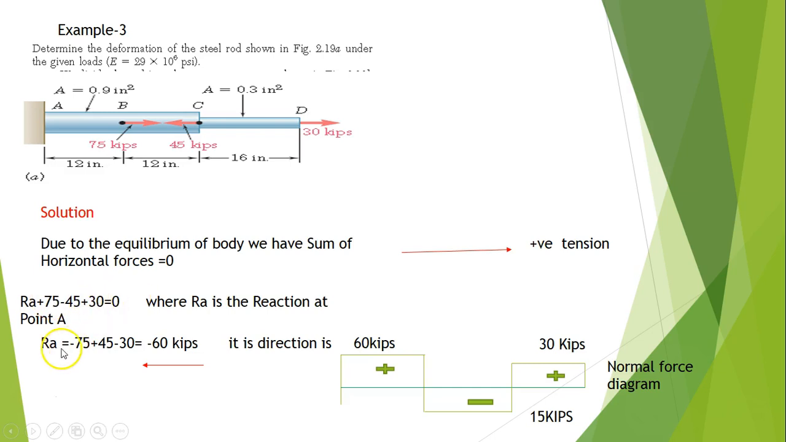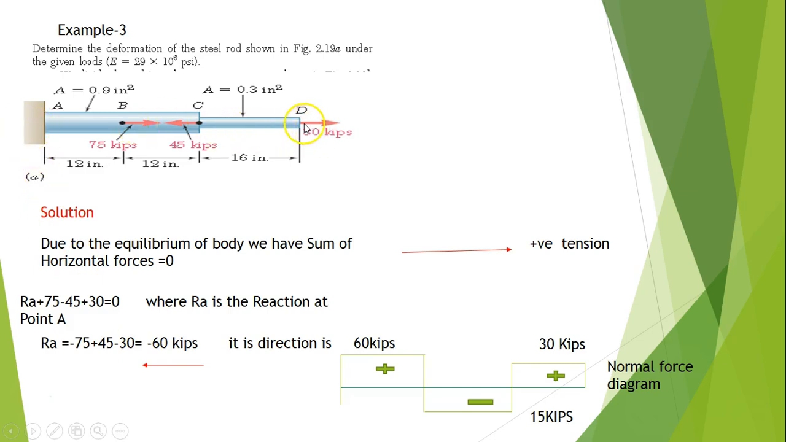We are equating and we are getting that RA is equal to... we send this 75 to the other right hand side, it becomes minus, and this will become positive, and the 30 will become negative. So this RA is minus 60. So minus means that it is opposite to the direction which we have assumed. It will be towards the left.